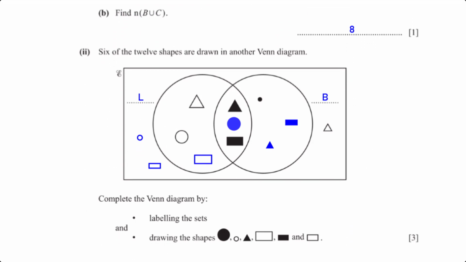6 of the 12 shapes are drawn in another Venn diagram. Complete the Venn diagram by labeling the sets and drawing the following shapes. On the Venn diagram, we see that the elements in this region are large in size and the elements in this region are black in color. So we label this set L and this set B. So the large and black circle goes here, and the large rectangle that is not black goes here. Then the remaining black elements go in this region. The remaining elements that are not large and not black are placed outside sets L and B.